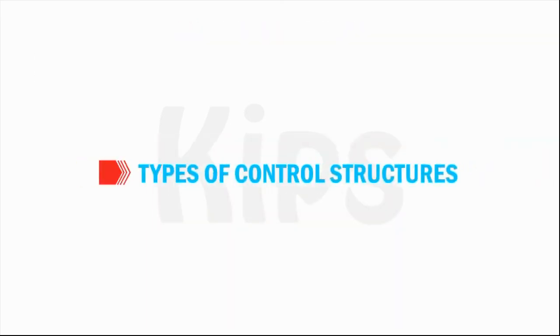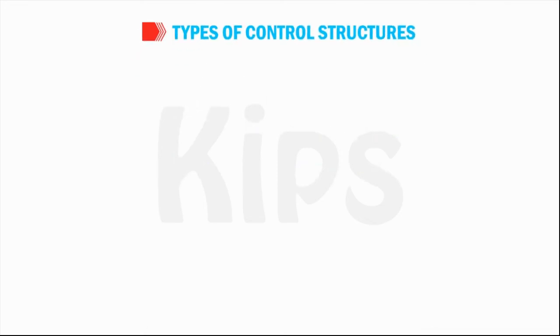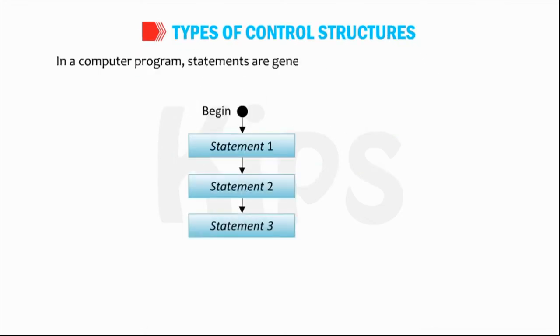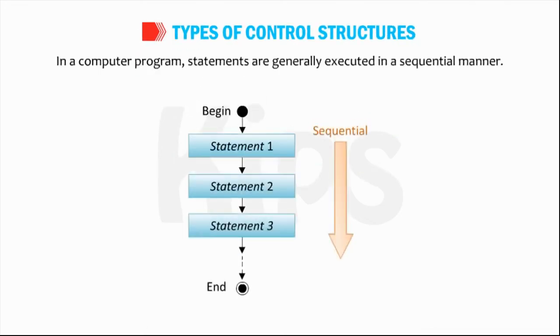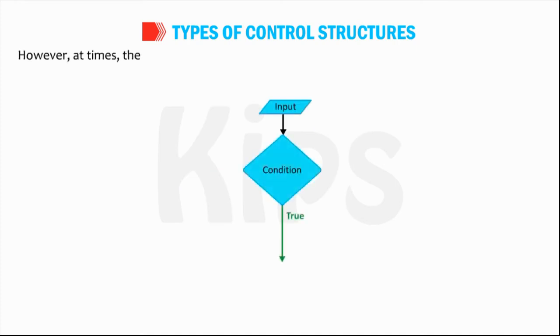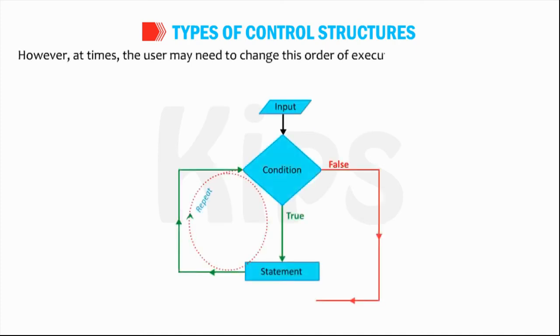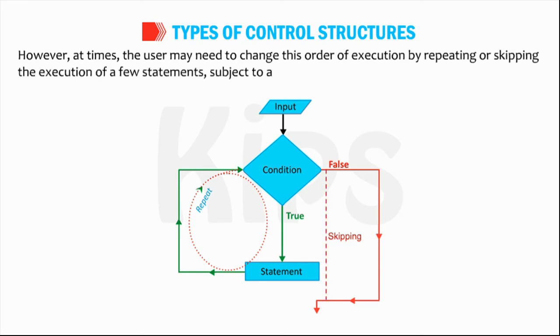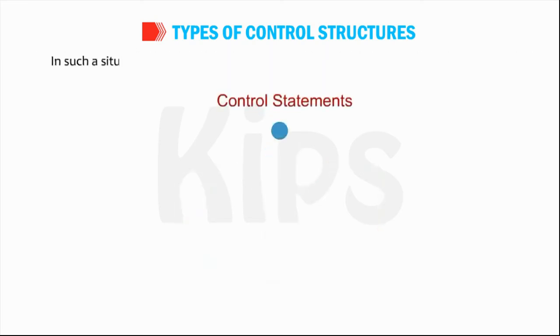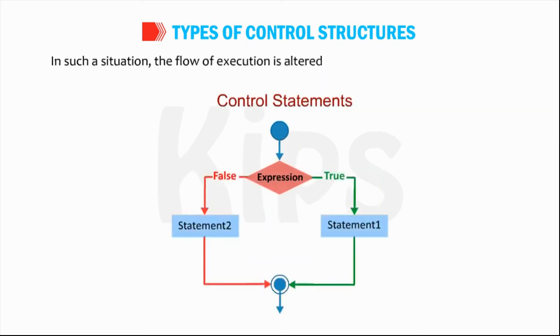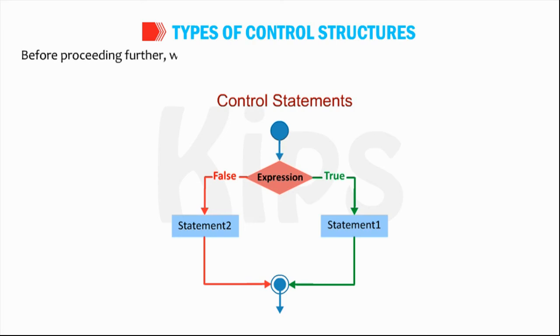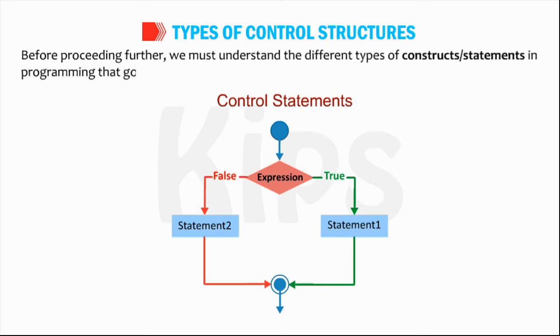Let us learn about types of control structures. In a computer program, statements are generally executed in a sequential manner. However, at times, the user may need to change this order of execution by repeating or skipping the execution of a few statements, subject to a given condition. In such a situation, the flow of execution is altered by the use of control statements. Before proceeding further, we must understand the different types of constructs or statements in programming that govern the flow of the control of a program.